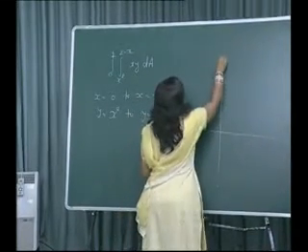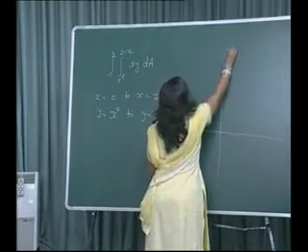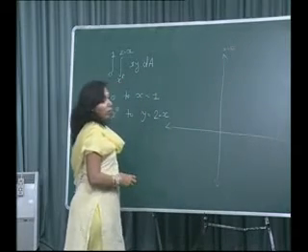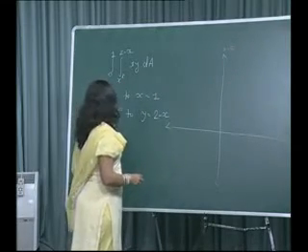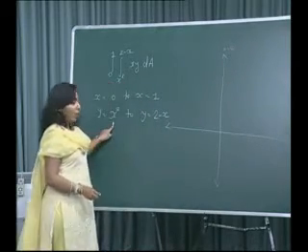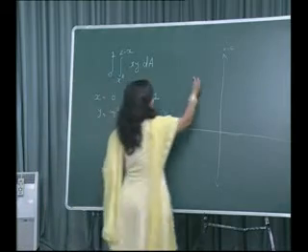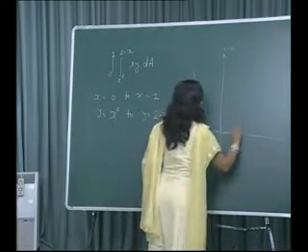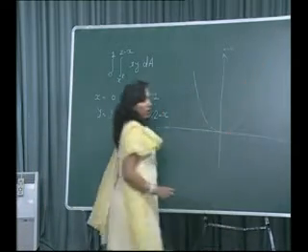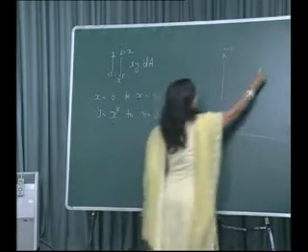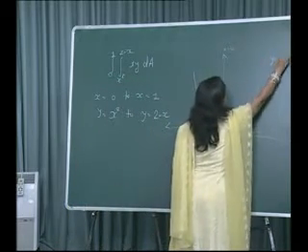X equal to 0 is the y axis, x equal to 1 we are taking the vertical line. First we will draw the parabola y is equal to x square. So, we have this parabola, right. We know this is a y is equal to x square parabola.